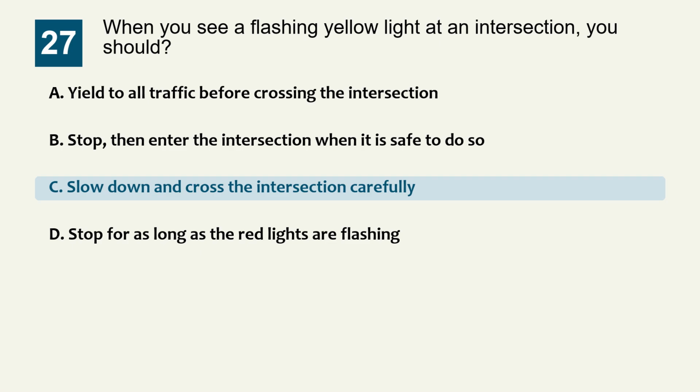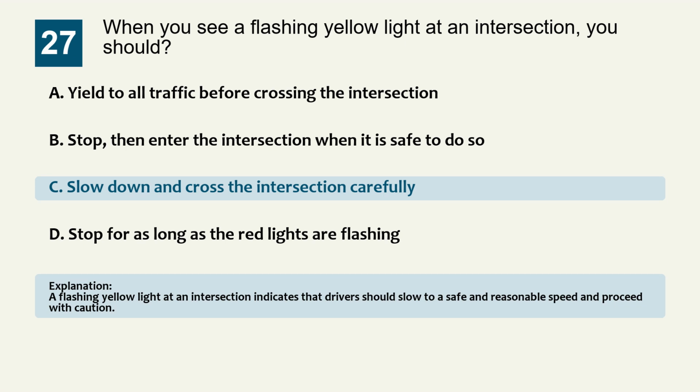The correct answer is option C. Slow down and cross the intersection carefully. A flashing yellow light at an intersection indicates that drivers should slow to a safe and reasonable speed and proceed with caution.